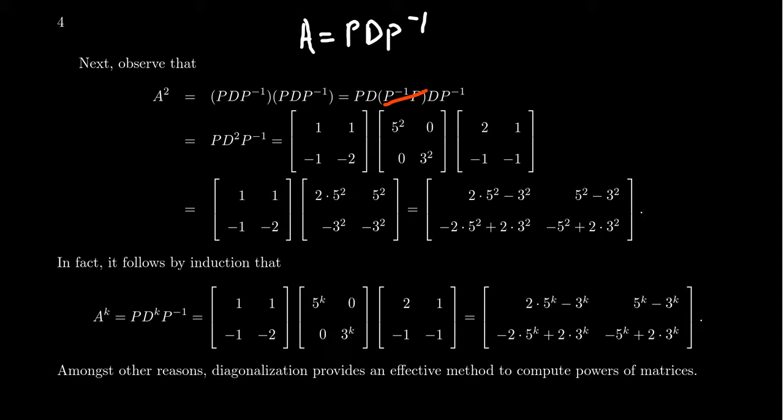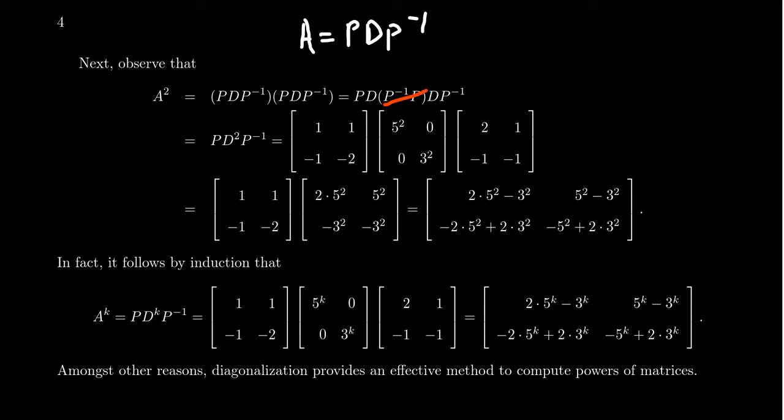If A is similar to B, then A squared will be similar to B squared, A cubed is similar to B cubed, and all of the powers will be similar as well by this calculation. And so, why would we care about this? Well, the thing is, squaring a diagonal matrix is a whole lot easier than squaring a regular matrix.